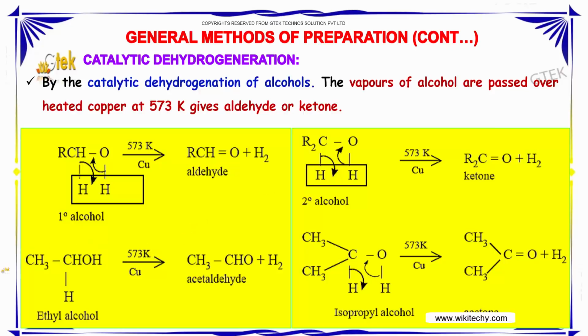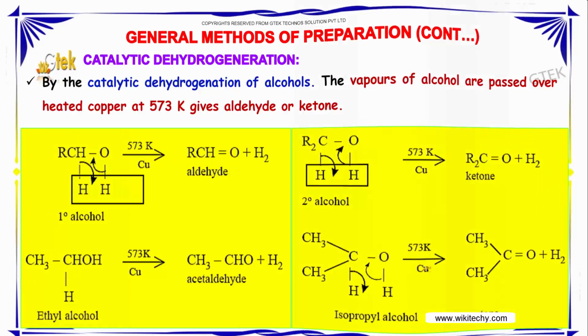These are the practical examples of a primary alcohol and a secondary alcohol. For a primary alcohol, if we take ethyl alcohol, we obtain acetaldehyde. Similarly, if we take isopropyl alcohol, we obtain acetone.